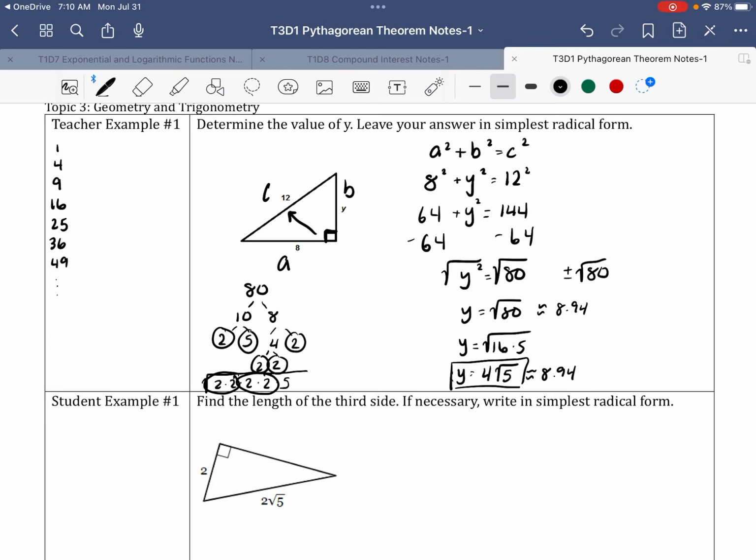is going to be pulled out. So 2 times 2 is 4, and then 2 times 2 is 4, and then 5. And then the square root of 4 is 2. The square root of 4 is 2, and then 2 times 2 is 4, 4 root 5. Okay. Go ahead and find the value of the third side and have it in simplest radical form if necessary for student example number 1.